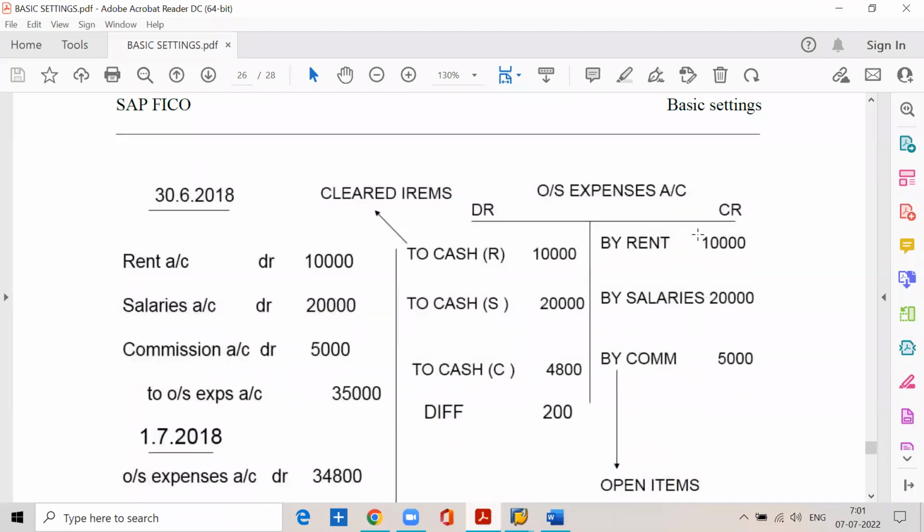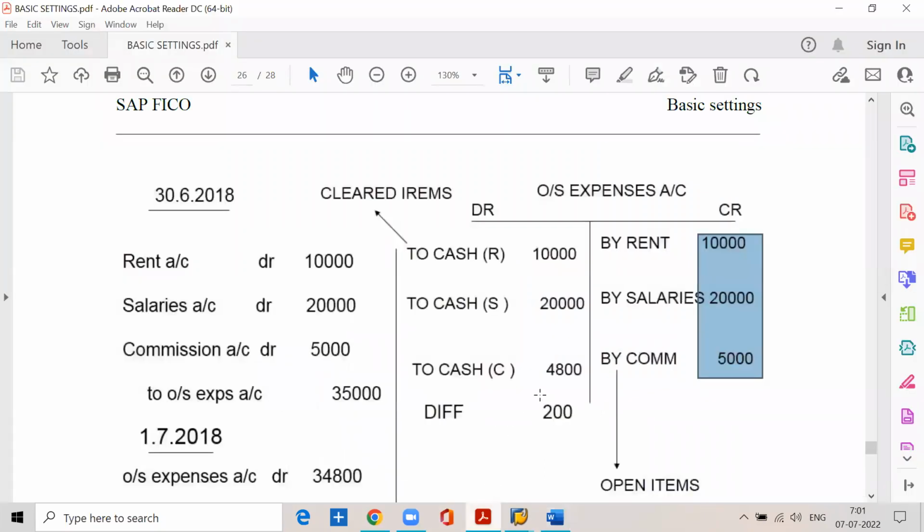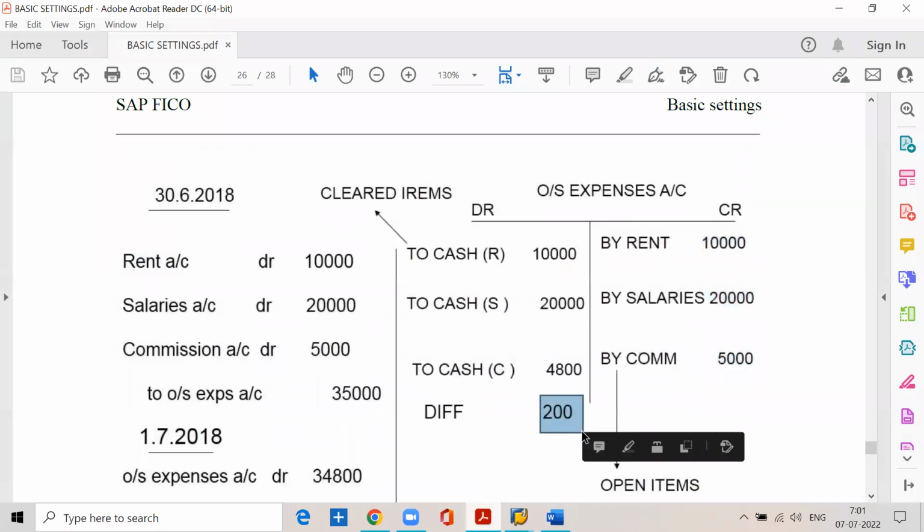The total of the account is 35,000, right? So on 35,000, sorry, 1% means 350. So 150 and 350. Out of these two, 150 is the lower, right? Then the system will consider 150 rupees as the upper limit. Then what is the balance in the account? 200 rupees. Then this 200 rupees will be transferred to the balance sheet. This is the tolerance groups for GL accounts. While doing the step, again I will explain.